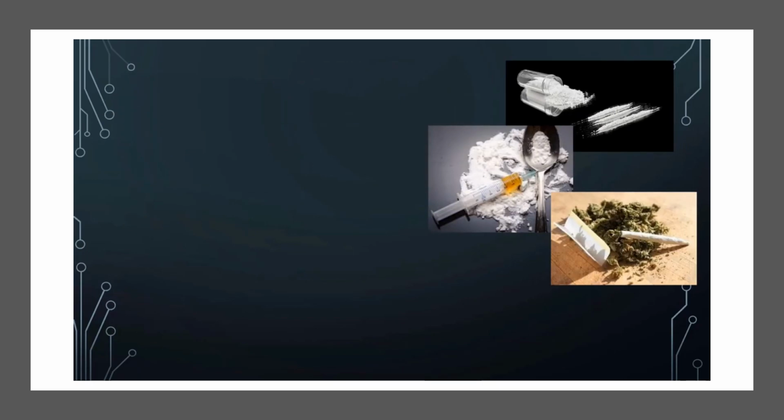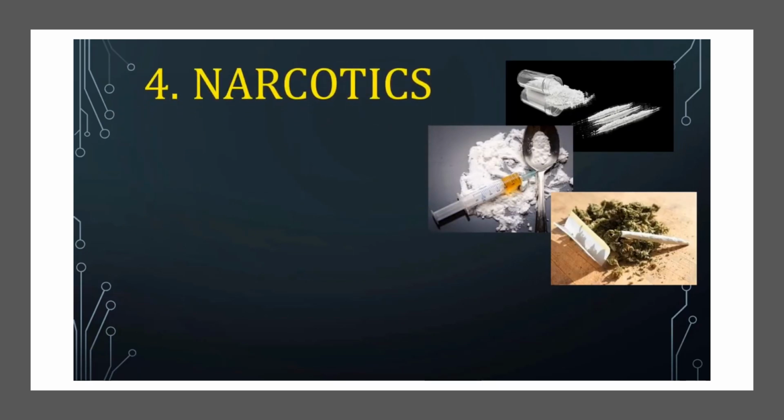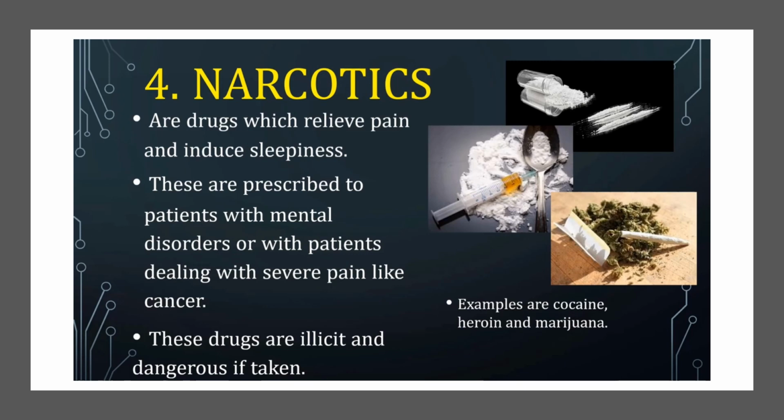Next to stimulants, we have narcotics. Narcotics are drugs which relieve pain and induce sleepiness. These are prescribed to patients with mental disorders or patients dealing with severe pain like cancer. These drugs are illicit and dangerous if taken. We have cocaine, heroin, and marijuana as examples under narcotics.